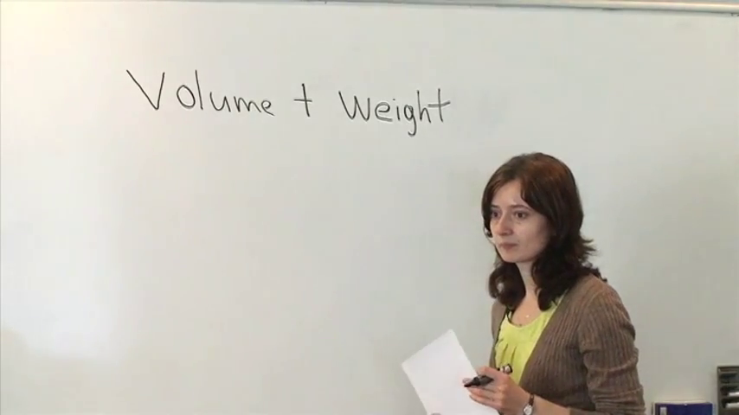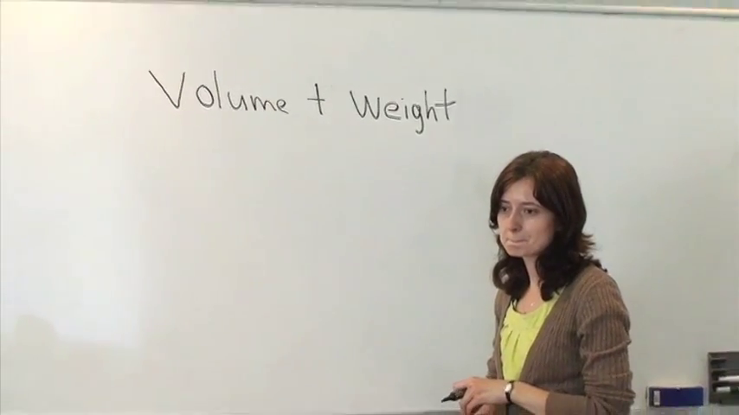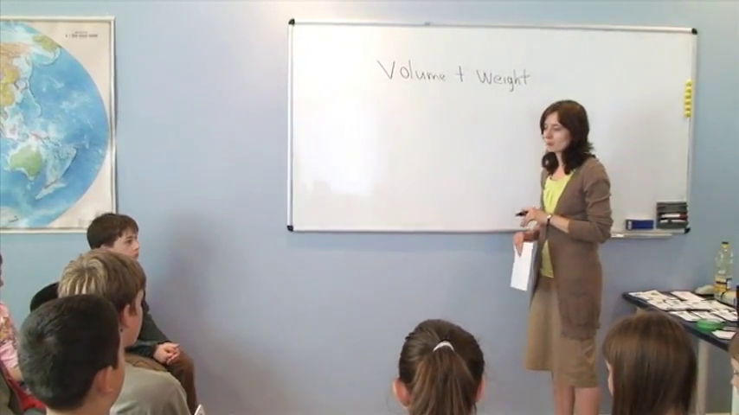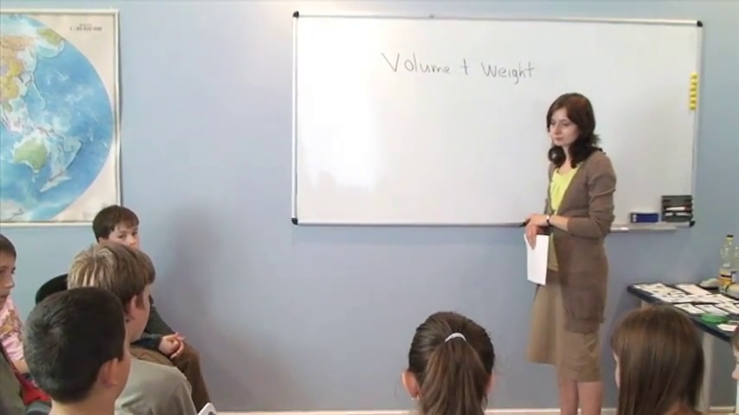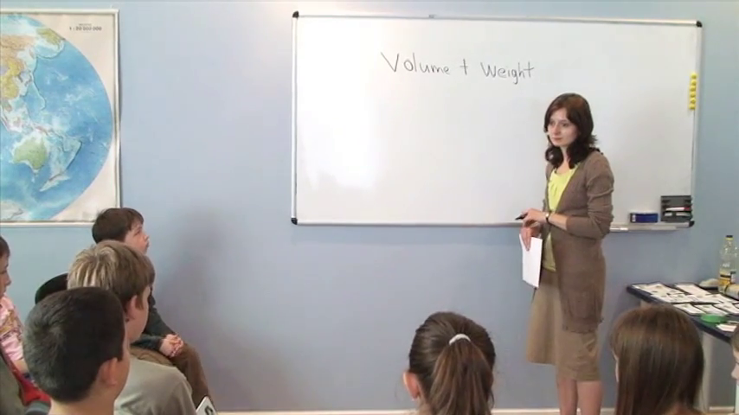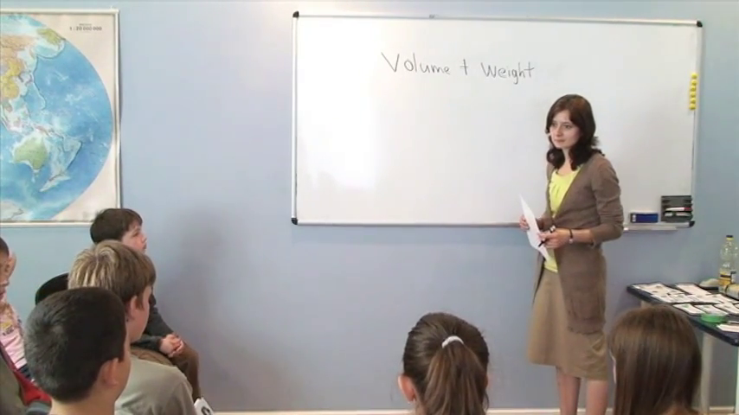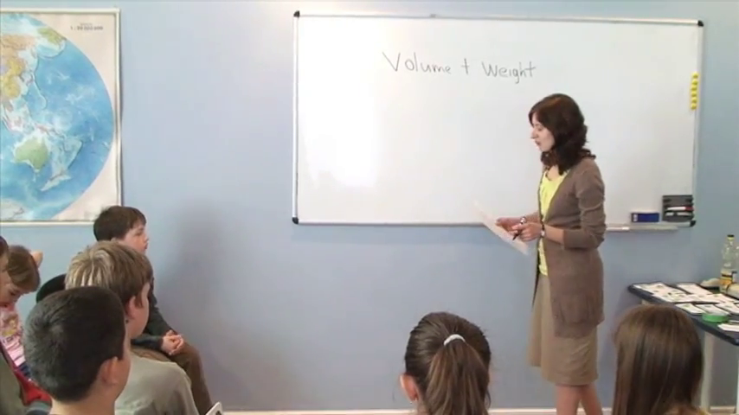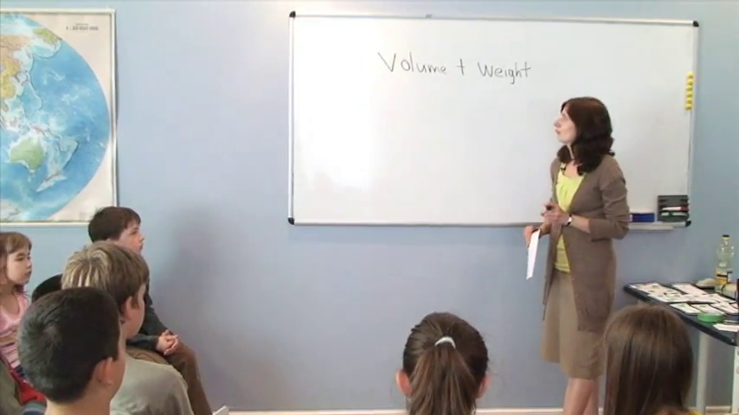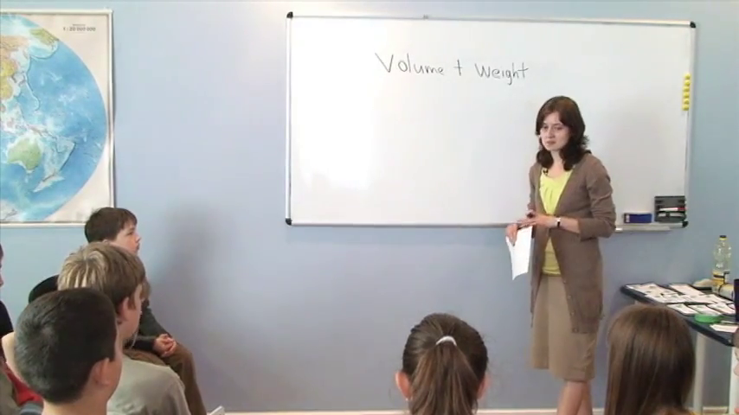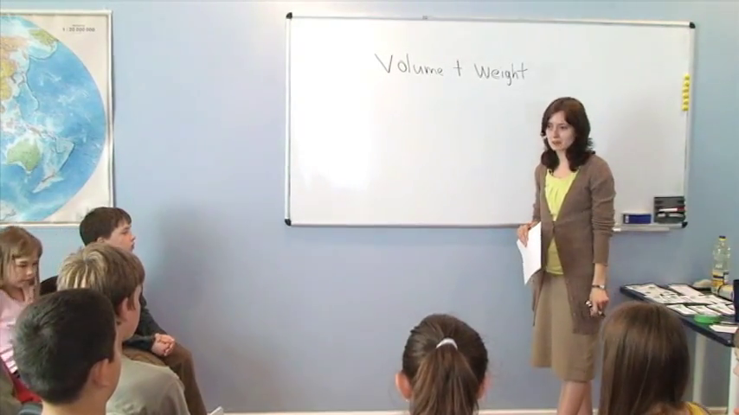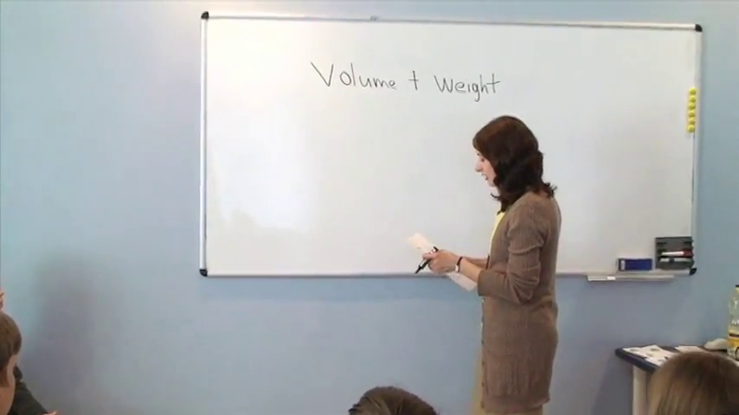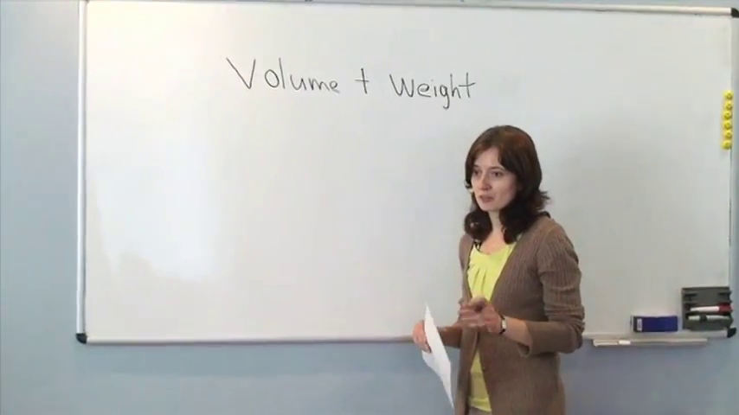We're talking about measurements. When we're measuring liquid, we call it volume. Something solid, we call it weight. Like when we were measuring liquids, we call that volume, and solids, we refer to it as weight.